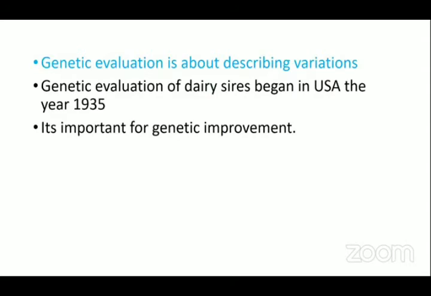The weather itself, the temperatures. If it is very hot or cold, you know that will affect the performance of the animal. The way the animal is milked, times of milking, is it twice a day or three times a day? All those is what in genetics is called environment.